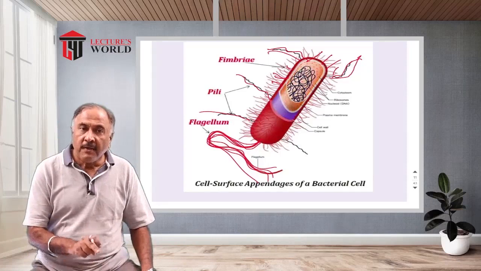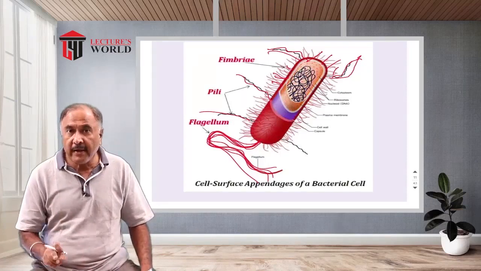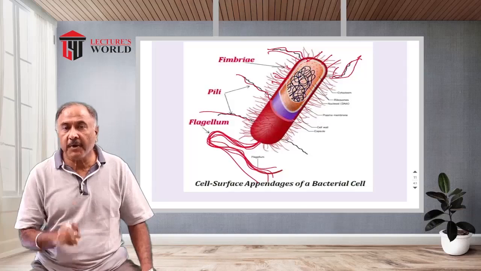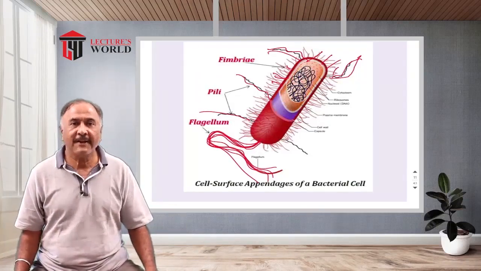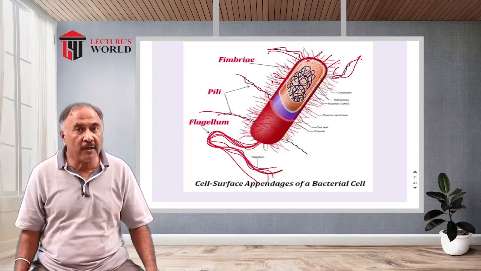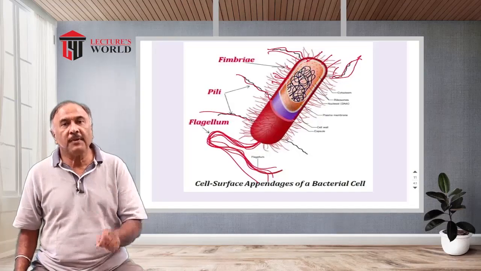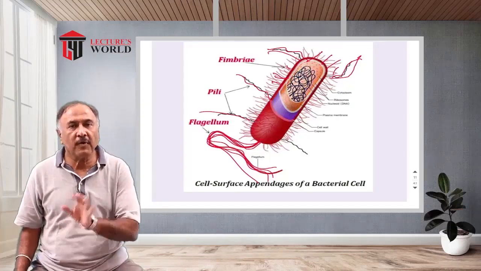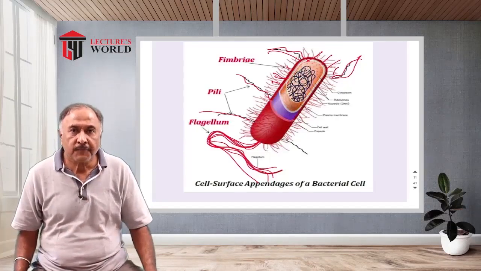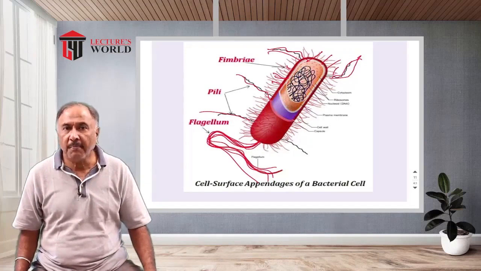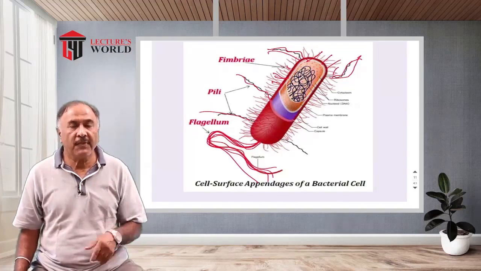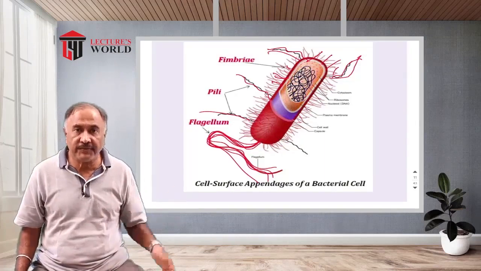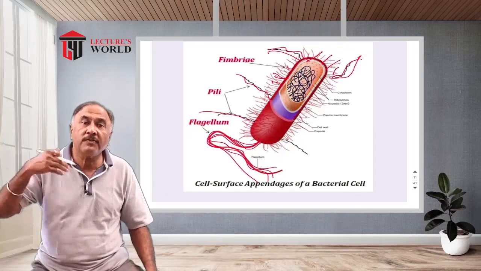So these are the cell surface appendages. Why do we call it an appendage? Because if this structure is lost, it does not kill the cell. They are not very vital. No doubt, if they are present, they will definitely benefit the cell in some way or the other. But if they are removed or lost, the cell can still survive. And that is why we call them appendages, which are situated outside the cells.